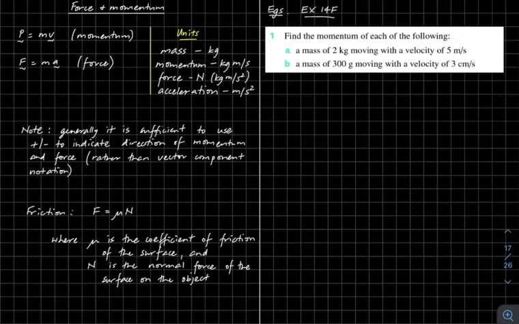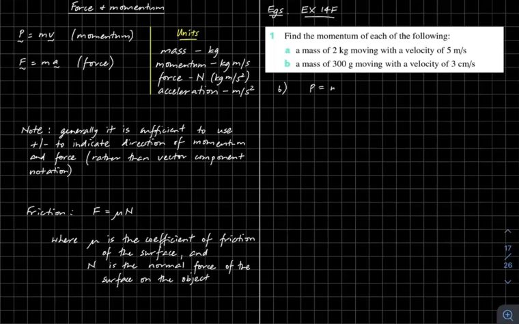We'll start off with this one here, exercise 14. Find the momentum of each of the following. Let's just do part B. The momentum of a mass of 300 grams moving with a velocity of 3 centimeters per second. So here we're really just talking about the magnitude, aren't we? We don't need to worry about the direction because it's just whatever direction it's moving in.